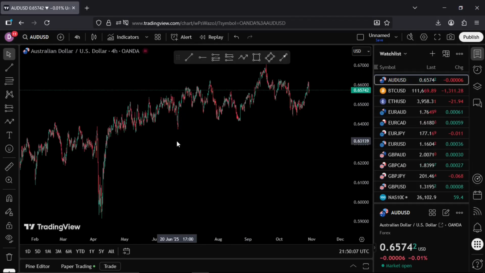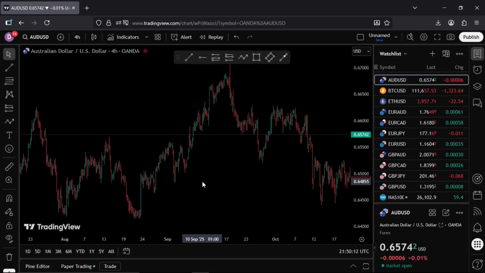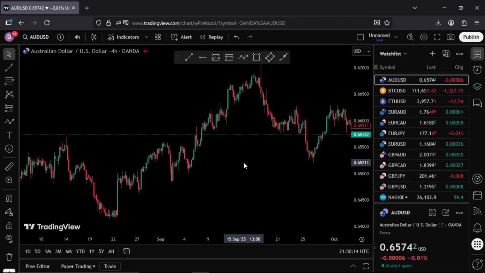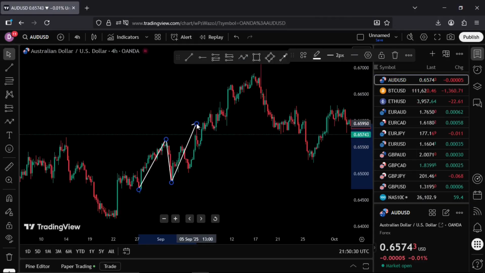Okay, that's the very first step, and the reason why we start on the higher time frame is because we want to know our directional bias. As you can see, I already saw something right here: there was a push, pullback, push. Let me pause right there.